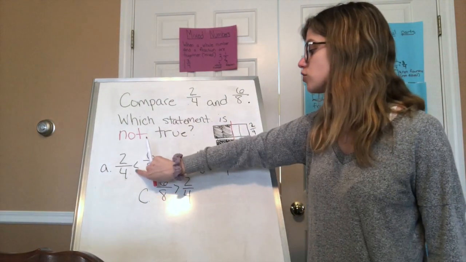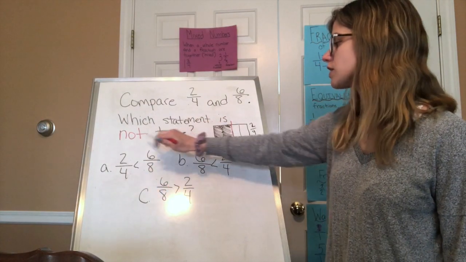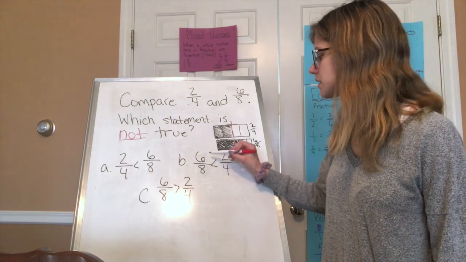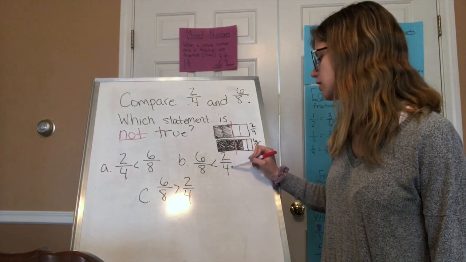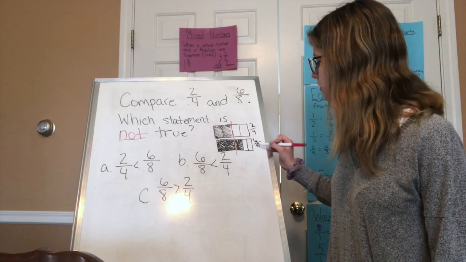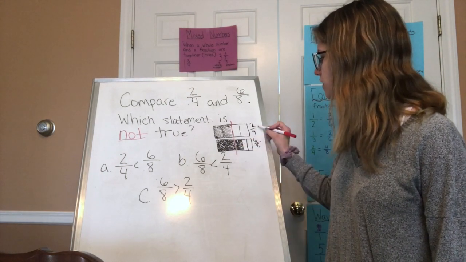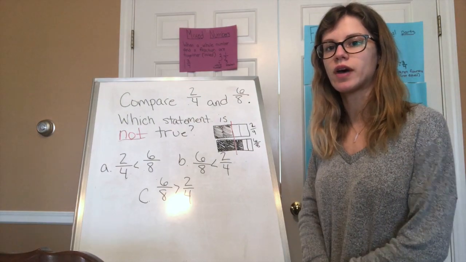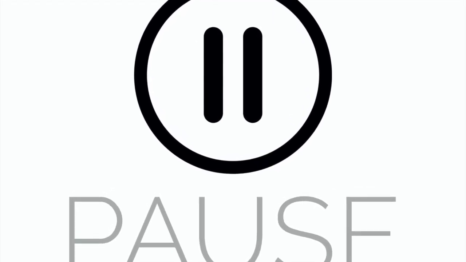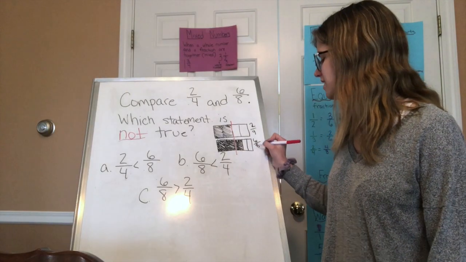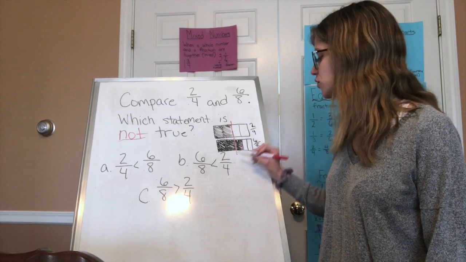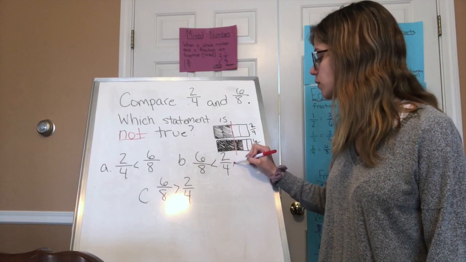So I know that one is true, but I'm looking for the statement that is not true. B says 6/8 is less than 2/4. So I'm going to look here. Is 6/8 less than 2/4? Pause me and think about that. I see that 6/8 has more than 2/4, so this one is not true.